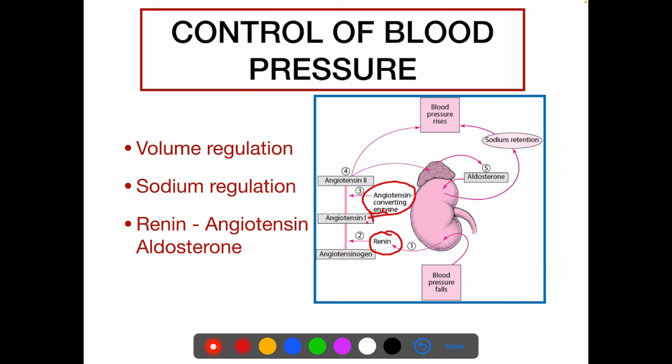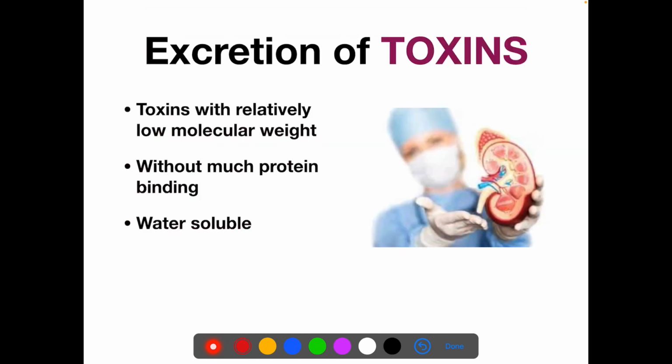And this angiotensin 2 will stimulate the adrenal gland to secrete aldosterone. This aldosterone is a mineralocorticoid and will cause sodium retention and excretion of potassium. So when there is sodium retention, blood pressure increases. When there is fluid retention, blood pressure increases. That way, blood pressure control is also done with the help of the kidneys.